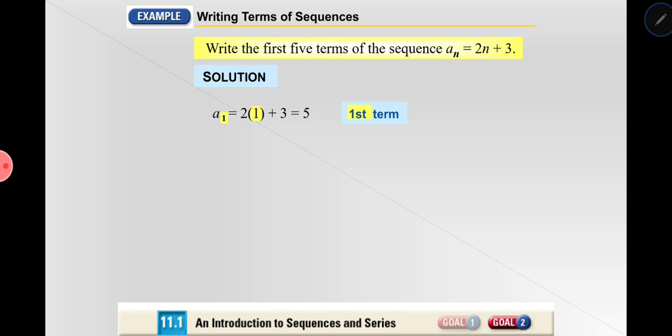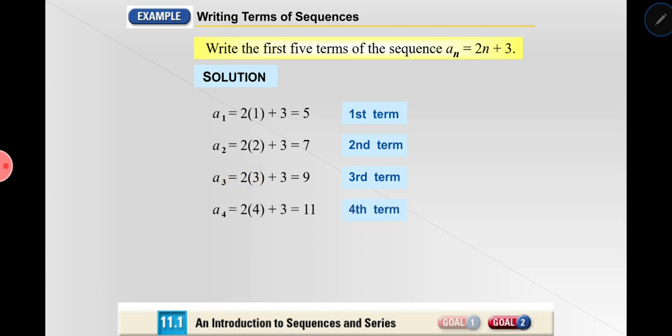So first term, if you are to substitute 1, so a sub 1 is equal to 2 times 1 plus 3 is equal to 5. The second term, 2 times 2 plus 3 is equal to 7. The third term is 2 times 3 plus 3 is equal to 9. The fourth term is 2 times 4 plus 3 is equal to 11. And the fifth term is 2 times 5 plus 3 is equal to 13.